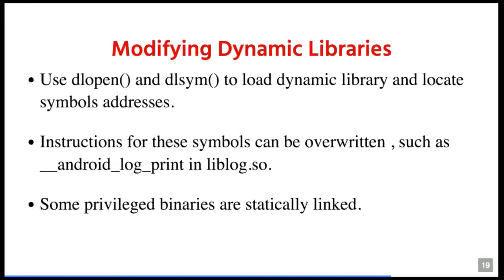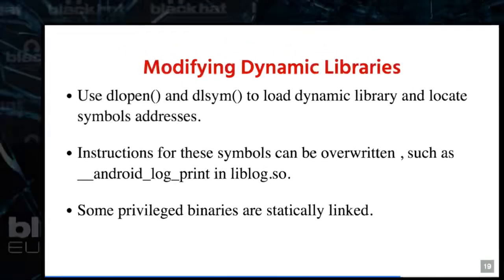So, okay, now that's out of the way, let's talk about the exploit. What can they actually do because of this? The very first idea I had was to modify dynamic libraries, right? When you have a dynamic library, typically they're shared between multiple processes. So in a process, you could use the functions dlopen and dlsym to load a dynamic library and locate the symbol addresses.